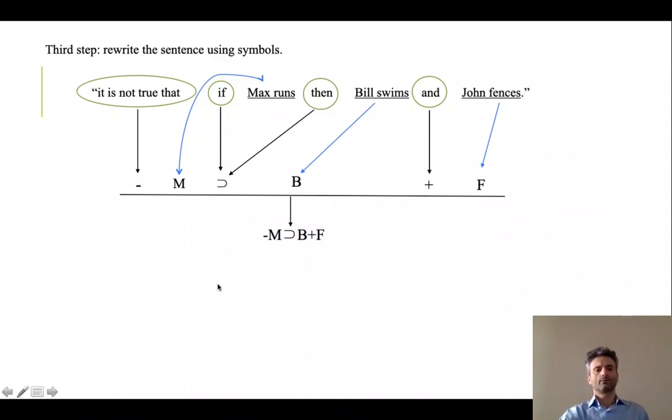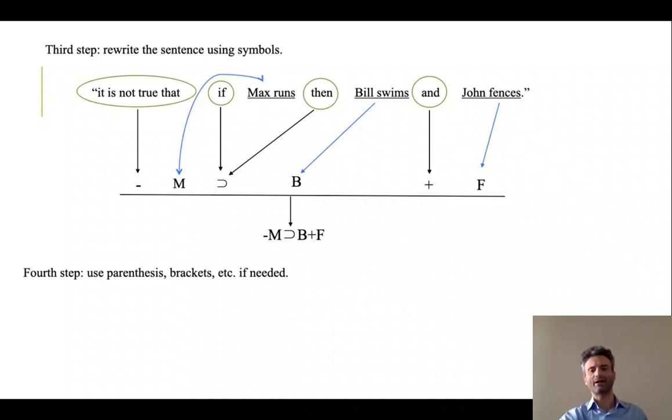Now, this is the statement, again, as I read it before: minus negative M, or not M, if then B plus F. Okay? As you can see, as I said, it's ambiguous. We don't know what these signs are supposed to apply to. All right, so the fourth step is to use parentheses, brackets, and other things if needed.